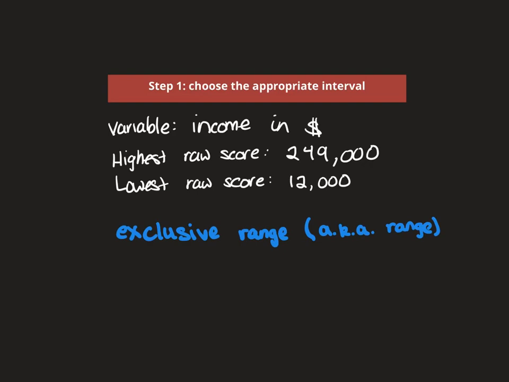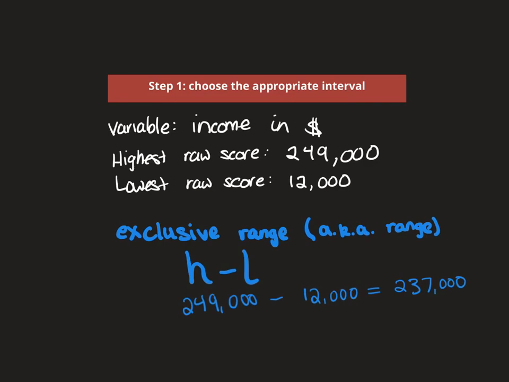The exclusive range, also often referred to simply as the range, is equal to the highest number in the dataset minus the lowest number in the dataset. So our range here is 237,000. Now try to break this down to get the approximate size that each interval should be if we want to have approximately 10 to 20 intervals. Remember, it's more important that your interval be intuitive than that you have exactly 10 to 20 of them.